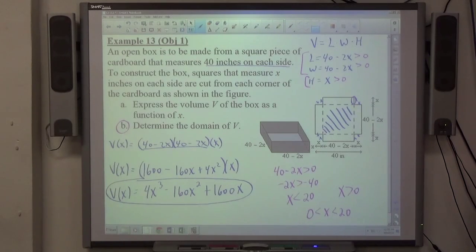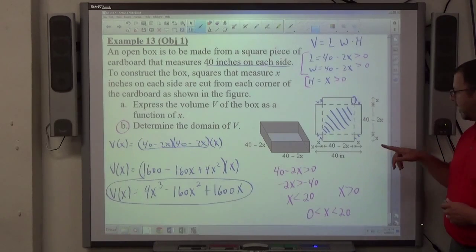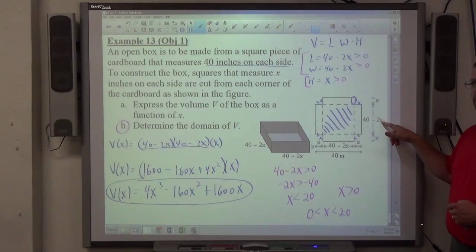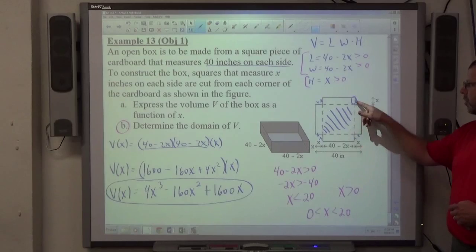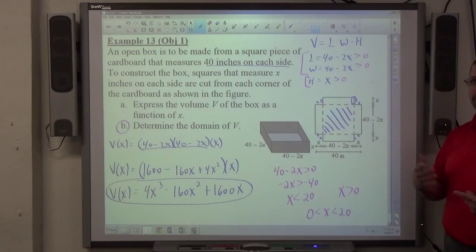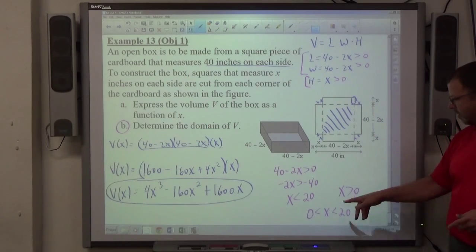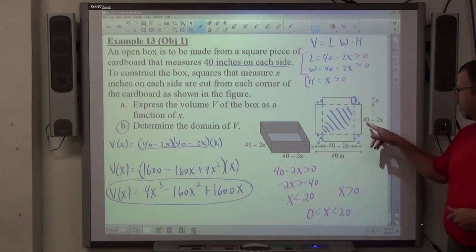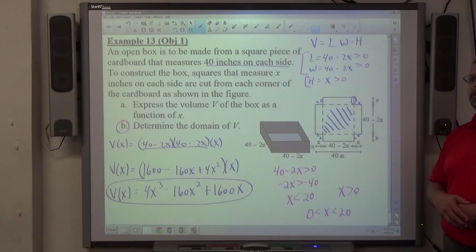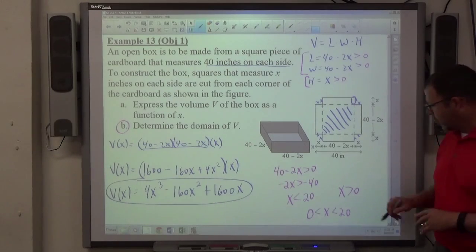As long as x is between 0 and 20, we're going to get positive numbers in this. Let's try one. 19. 40 minus 38 is 2. 19 is 19. Everything's positive. It has a volume. If we try something that doesn't work in here, let's say 25. 40 minus 50 is negative 10. We have negative 10 sides. That's not possible. It doesn't make sense. All right? So that's my domain.